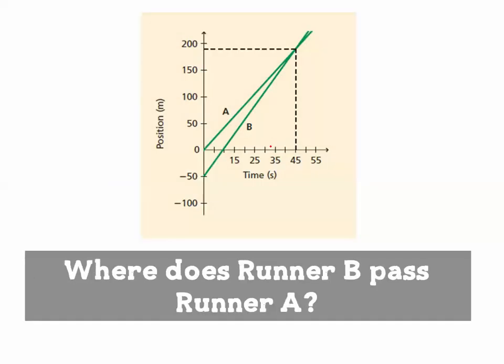Another example we can look at: if we have two best fit lines for two sets of data on the same position time graph, we can figure out where those two objects meet. In this case, we have runner A and runner B. Where do you think runner B will pass runner A? Well, it's going to occur where the two lines cross. In other words, they pass each other where their position is the same. Obviously, when they're passing each other, their time is also going to be the same.